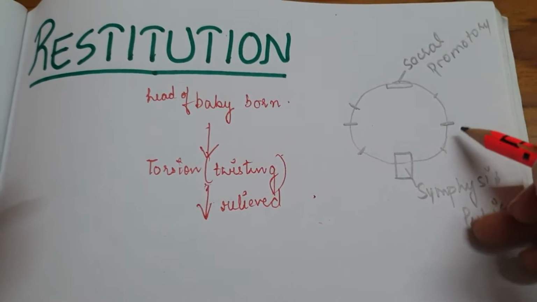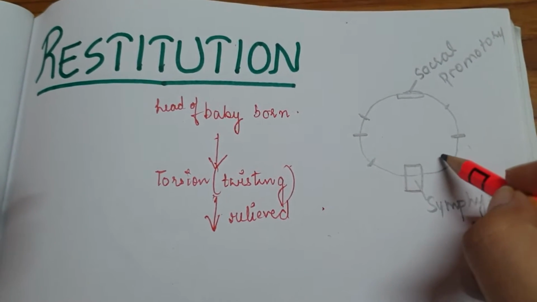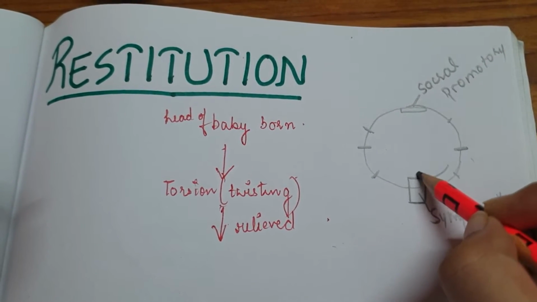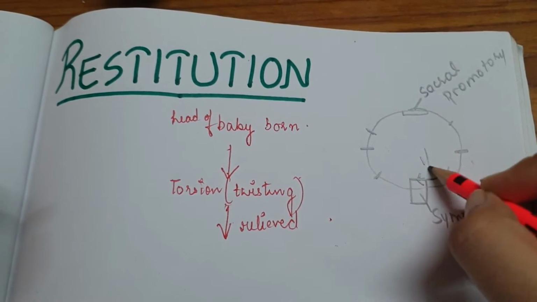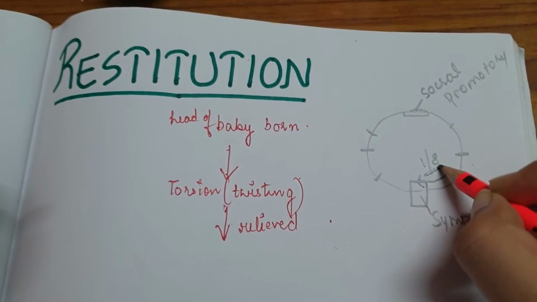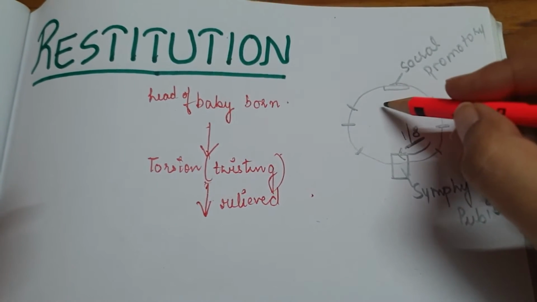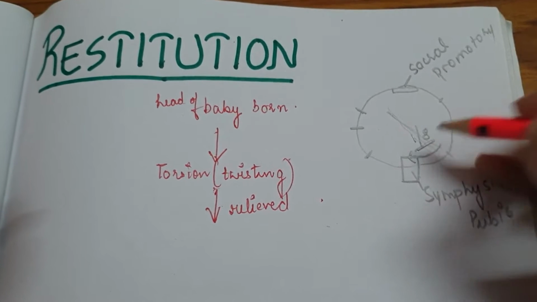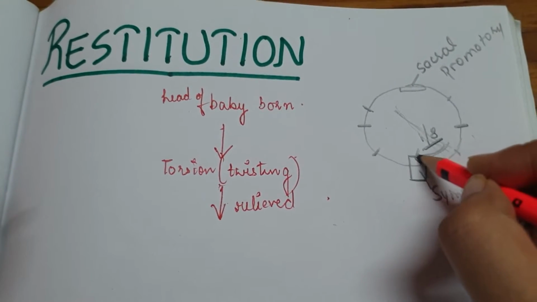Like here I draw a rough diagram. I explained in the crowning that the baby's head, or the occiput, comes behind the symphysis pubis, which means the head rotates 1/8 of the circle, which leads to torsion in the neck, because the other body, the trunk and the shoulder, remains in an oblique position. Only the head is twisting. So only the head is rotating.